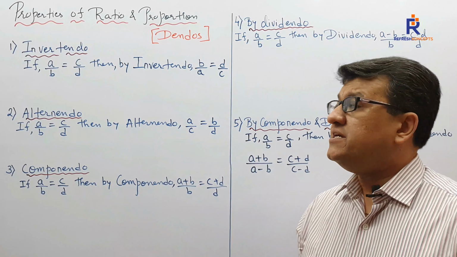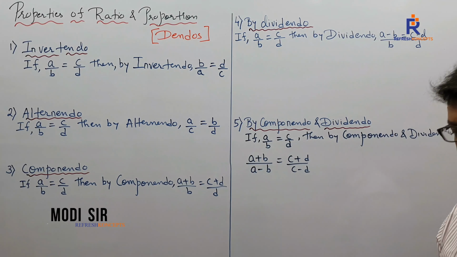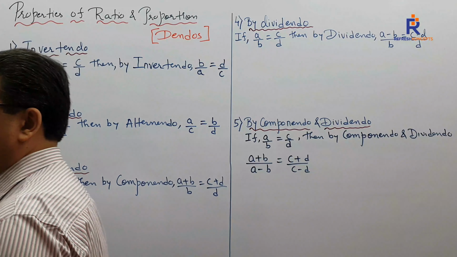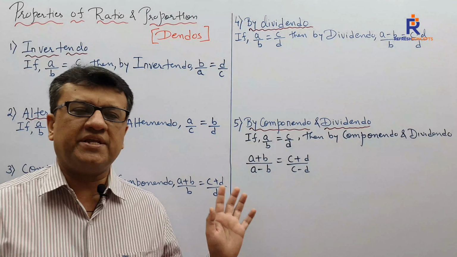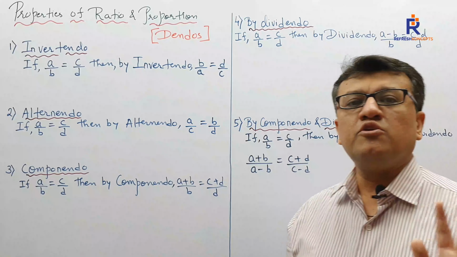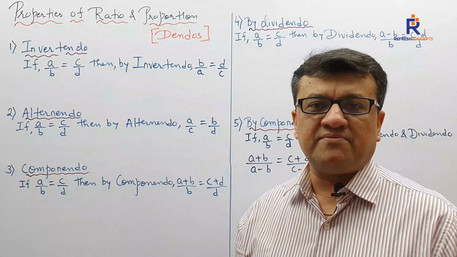Children, let's see some properties of ratio proportion. I have just written over here "Dendo's." Now children, this is not any name given to these particular properties. This is only my language. There is no such name as Dendo's. It is only my way of teaching my students.